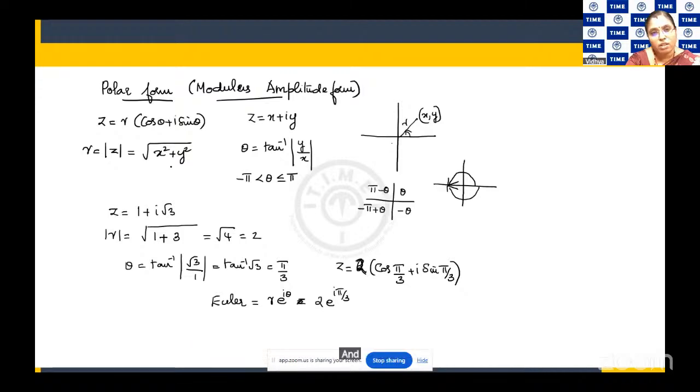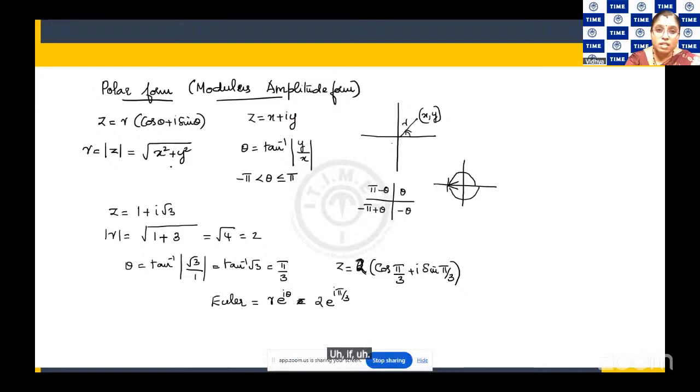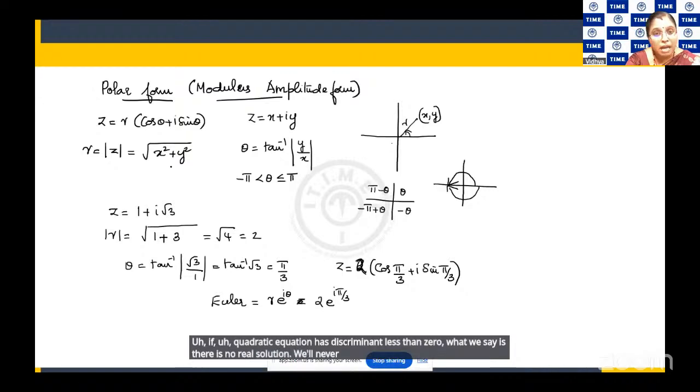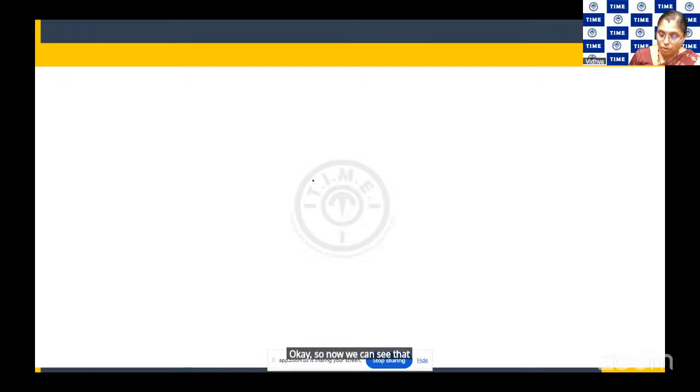And as we were in the 10th standard, we never knew what a complex number is. Is there any imaginary number? In 10th standard, if a quadratic equation has discriminant less than 0, we say there is no real solution. We'll never say that there is an imaginary solution. But now we can say that if b square minus 4ac is less than 0, definitely there is an imaginary solution. And that imaginary solution is nothing but a complex number. So now we can find the cube roots of unity. So cube root of unity means the three roots of unity. That's what we are going to find now.